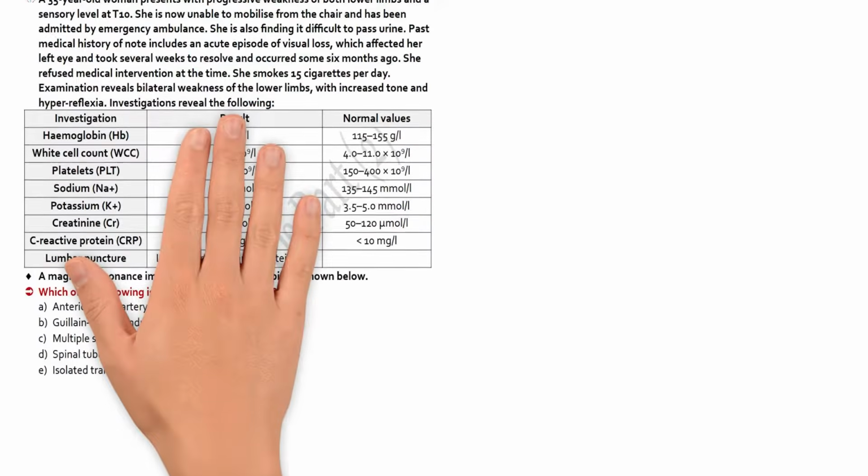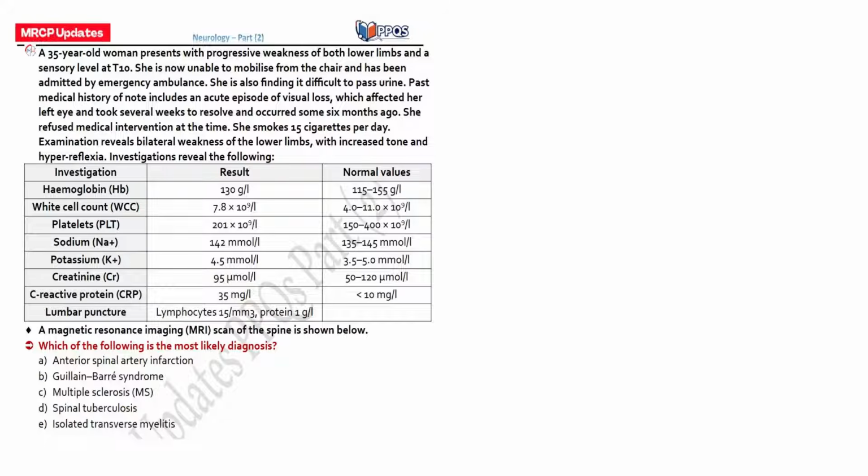This is from MRCP Updates. So a 30-year-old woman presents with progressive weakness of both lower limbs and a sensory level at T10. She can't mobilize, has been admitted to hospital, finding it difficult to pass urine. Past medical history includes an acute episode of visual loss, which affected her left eye and took several weeks to resolve and occurred some 6 months ago. Refused medical intervention at that time. She smokes 15 cigarettes a day.